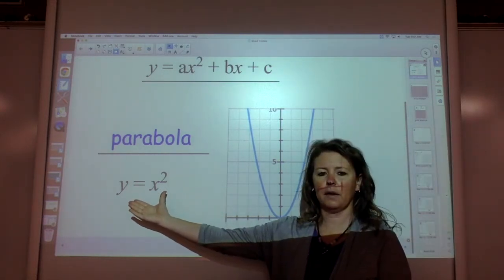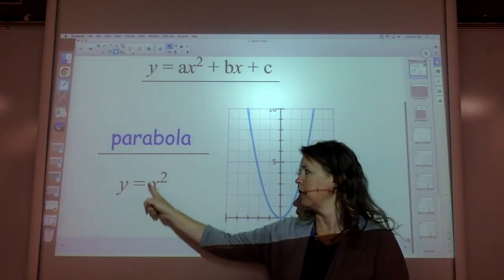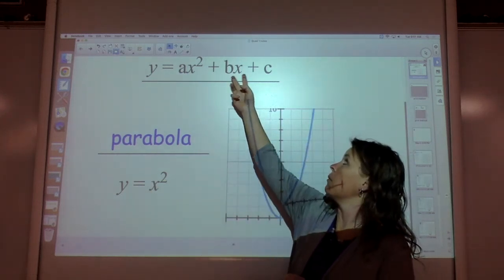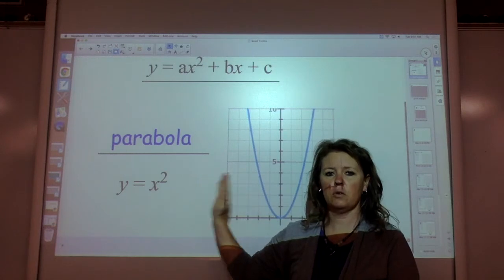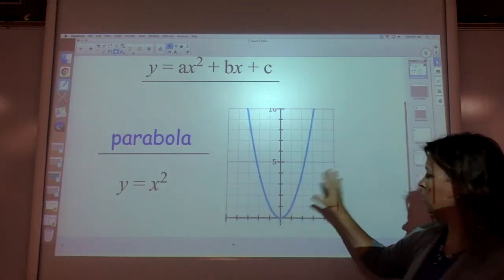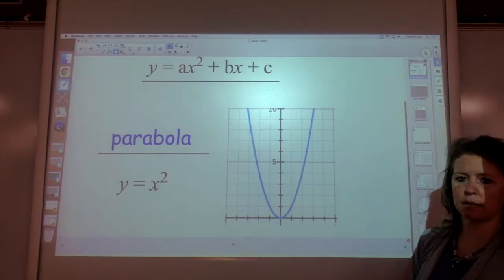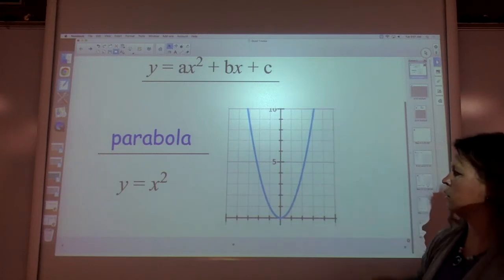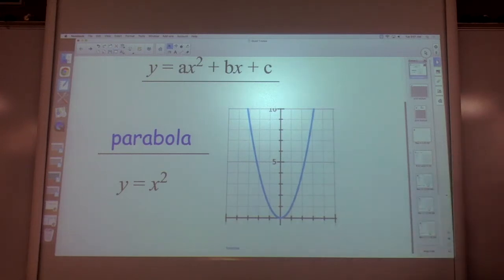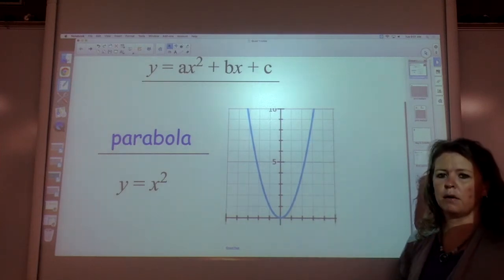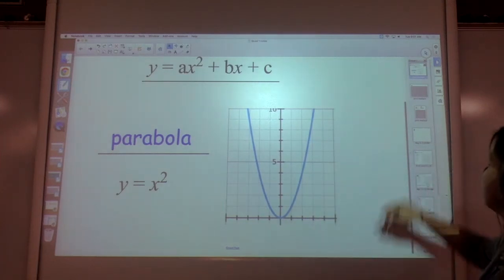This is the most basic parabola. Y equals x squared. It doesn't have a coefficient in front of it. It doesn't have any more variables or constants after it. If you just type in or graph y equals x squared, you get a parabola that looks like this. Nice, smooth, rounded curve, U-shaped. And we're going to change the look of it a little bit. Is it going to get taller or shorter, or is it going to move around, or is it going to be upside down? But we'll get to that.